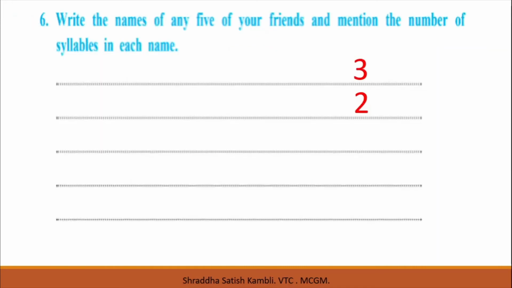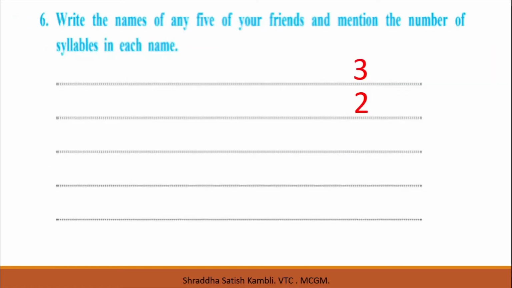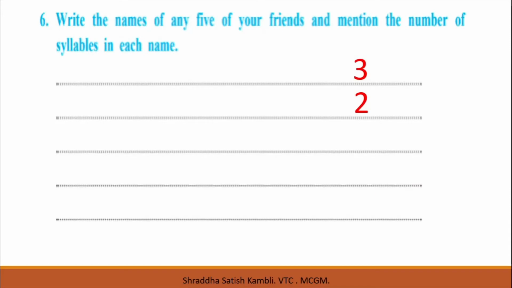Kangaroo. How many do you have? Kan, ga, roo. So you have 3. Okay. So the remaining ones are for you to do. Try to figure out how many syllables there are and try to circle or put a box around the number. Moving on, let's come to the next exercise.